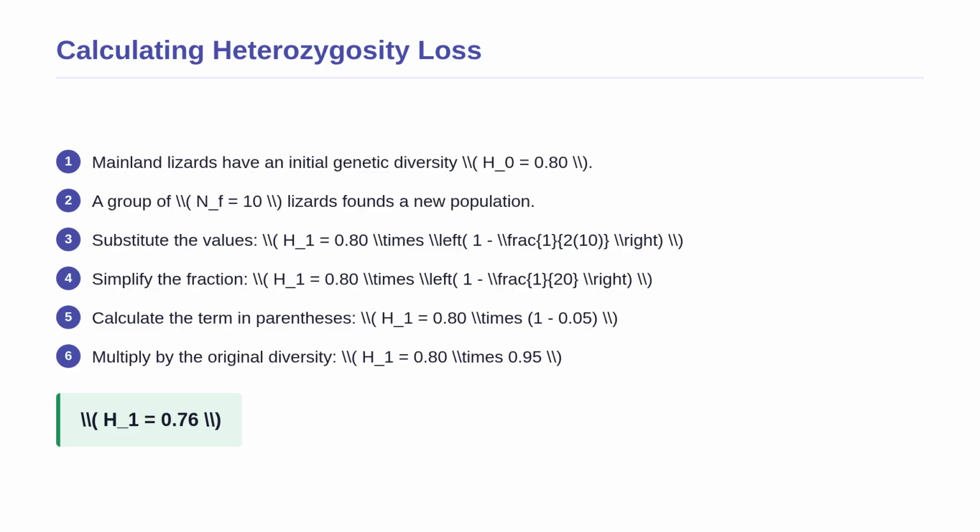Subtracting this from 1 leaves 0.95, meaning the new population retains 95% of the original diversity. Multiplying 0.80 by 0.95 gives a final expected genetic diversity of 0.76. Physically, this shows how a bottleneck event permanently strips away genetic variation in a single step.